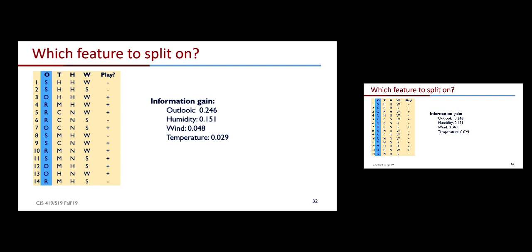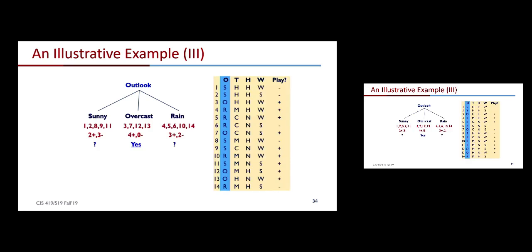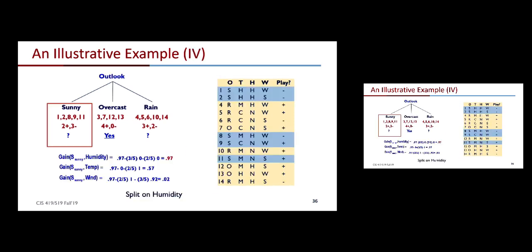So, good question. I definitely checked all of them. I chose the best one and decided to split on Outlook. And then this is the tree I have. Only then I'm beginning to consider the subsets. The subset of Outlook equals sunny, the subset of Outlook equals overcast, the subset of Outlook equals rain, and I continue the process. And every time when I get to sunny, same thing.